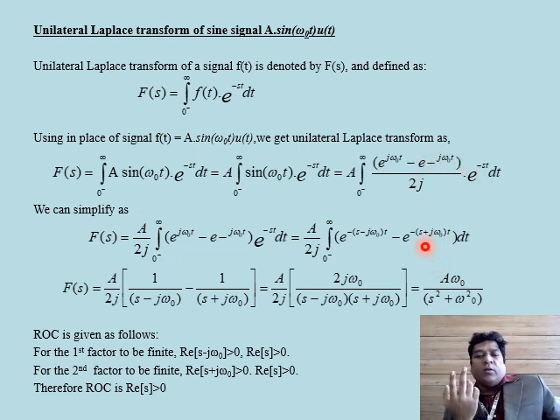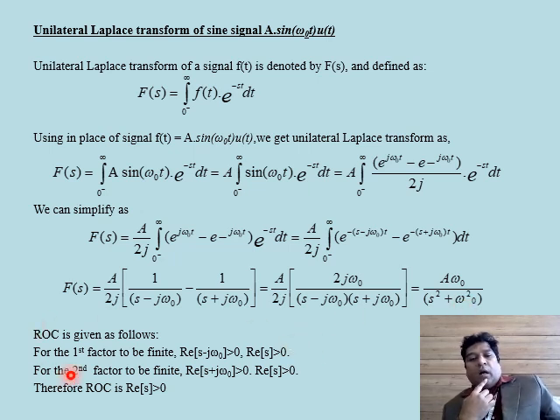Now, based on our previous problem calculations, we know when you do this integration, we are going to simply get this term as 1 divided by (s minus j omega naught), and there is a minus sign here, and here when we do the integration, it will be whatever is this factor, 1 divided by (s plus j omega naught). Now when you do the cross multiplication and you simplify, you will get this answer: A omega naught divided by (s square plus omega naught square).